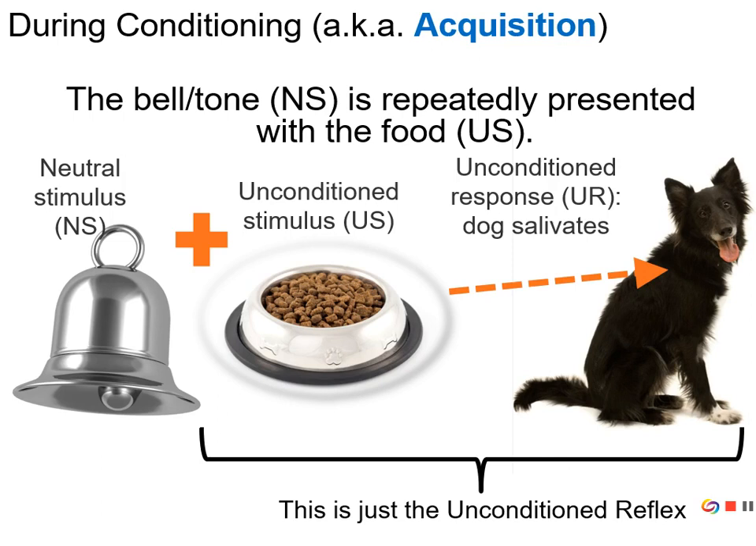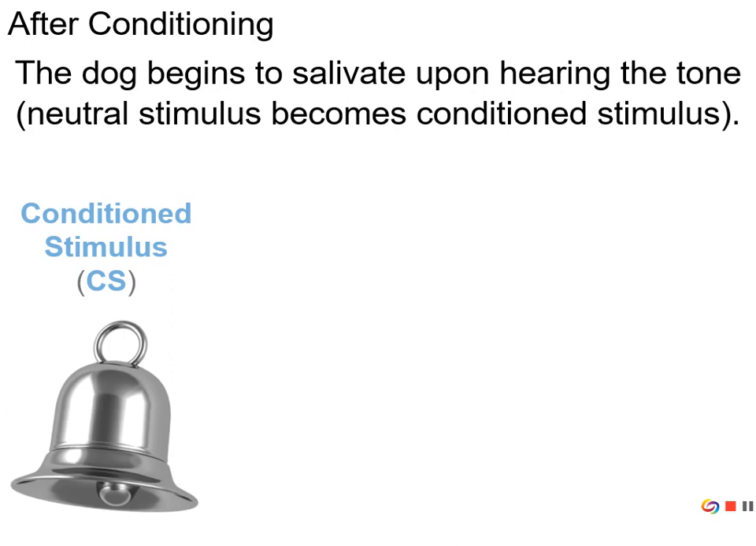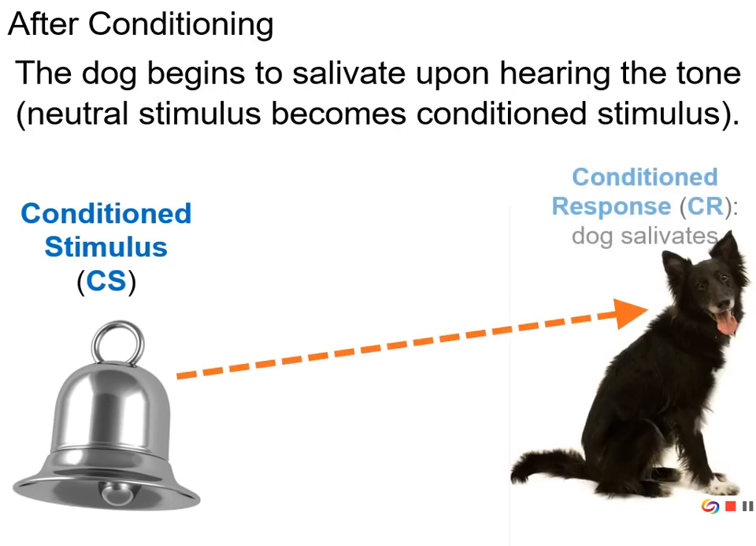And during this time, which was called acquisition, you do this about five times, and this neutral stimulus starts to gain value, right? It starts to gain conditioned strength. And so by the time you get through a handful of trials of acquisition, it's no longer called a neutral stimulus, but now it's called the conditioned stimulus, right? Conditioned means learned. And now the dog salivates in response.